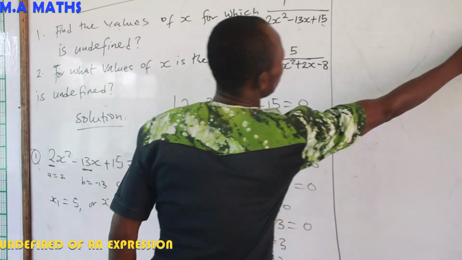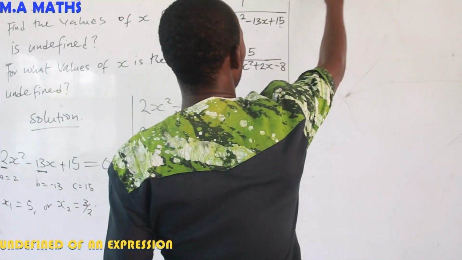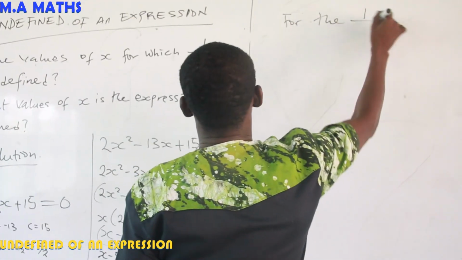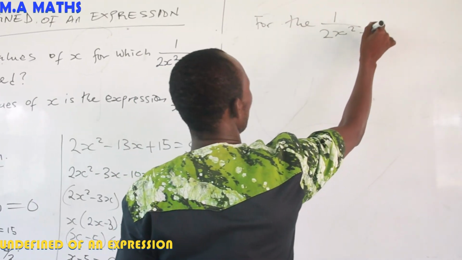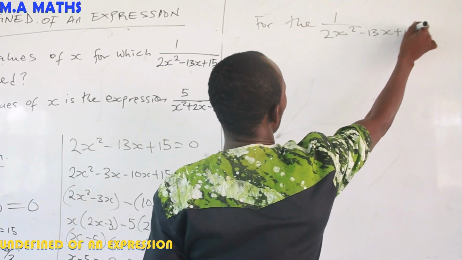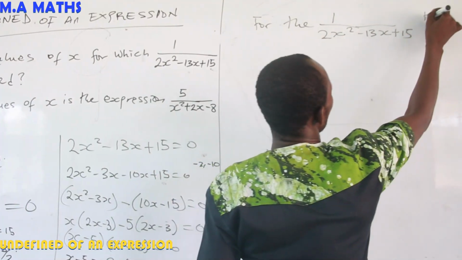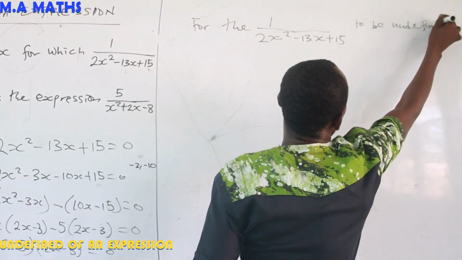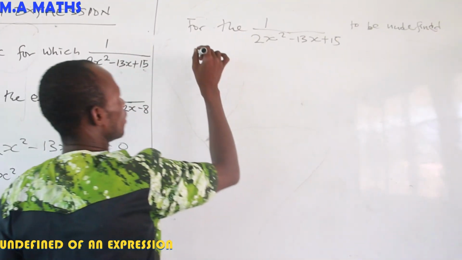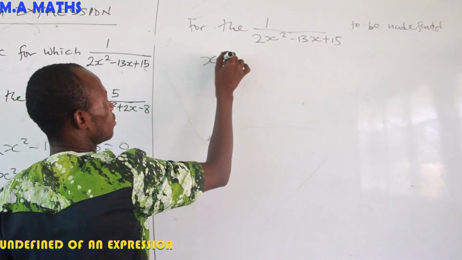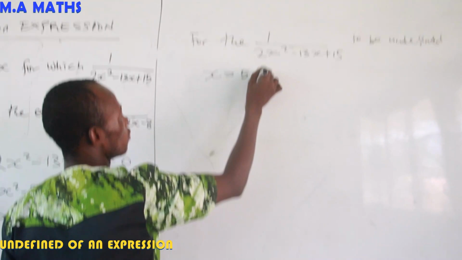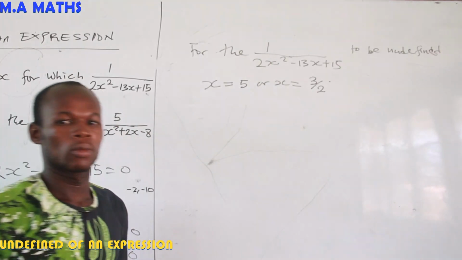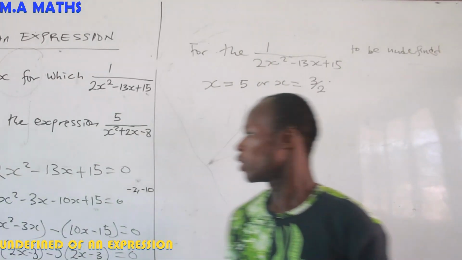So you now conclude that for 1 over 2x squared minus 13x plus 15 to be undefined, x must be equal to 5, or x must be equal to 3 over 2. So this is how to solve the first one.